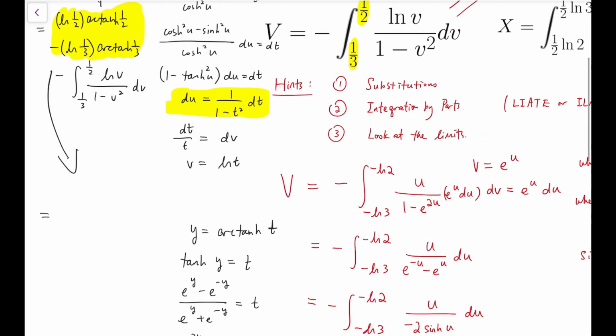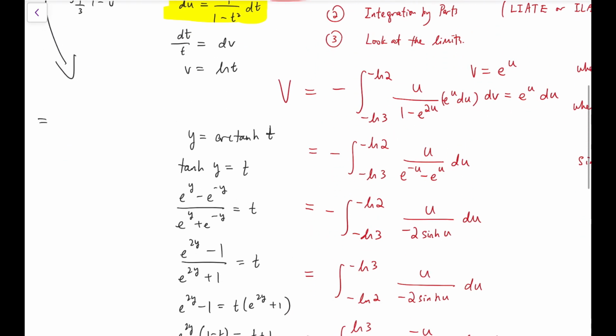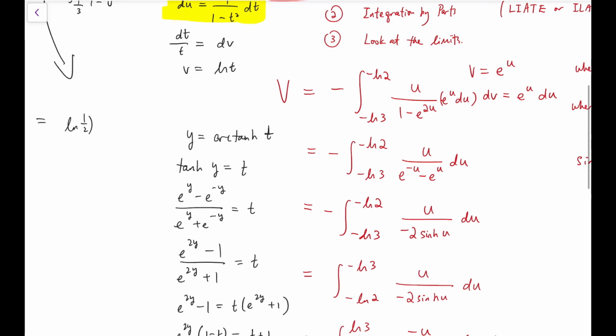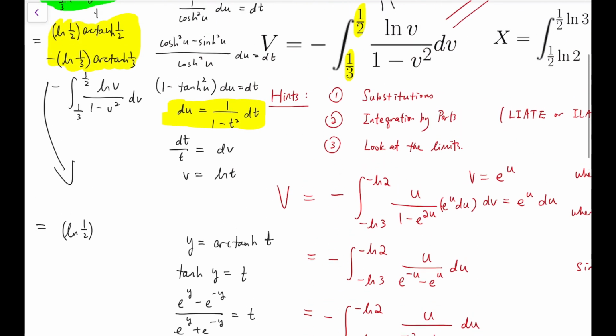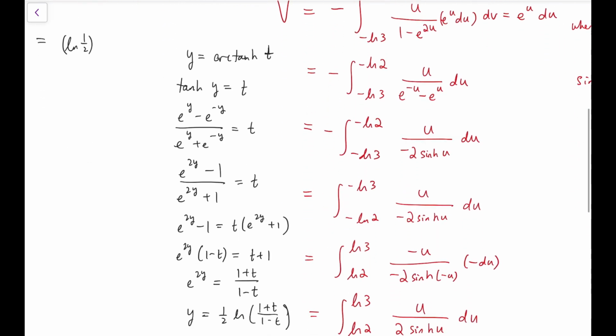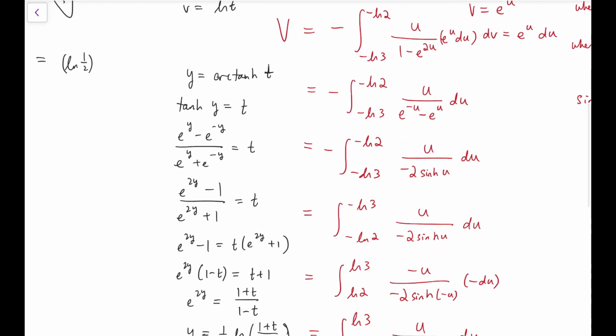So now back to our expression, we have log of 1/2 times arctanh of 1/2, and that is simply 1/2 of log of (1 plus 1/2) over (1 minus 1/2). And we do the same on 1/3.